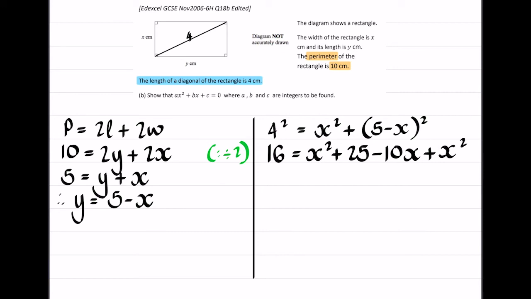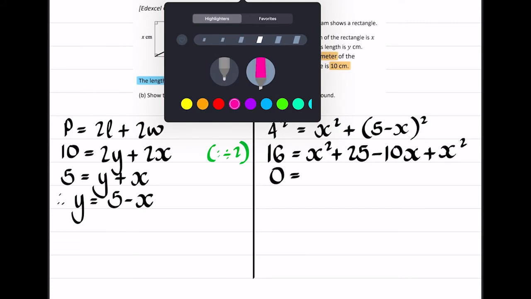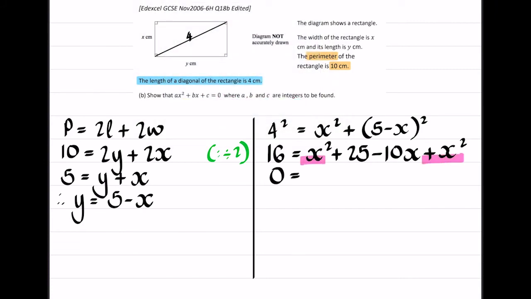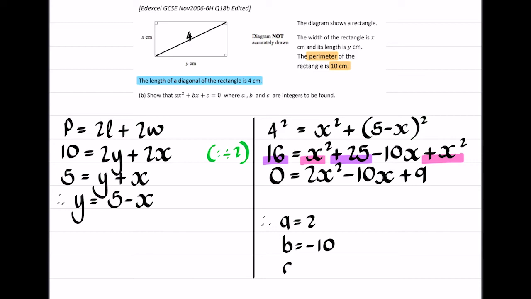So now I can isolate it. So I can say 0 is equal to, collect my x squareds. I have an x squared and an x squared, so that gives me 2x squared. Minus 10x. And then I have 16 and the positive 25. So the positive 25 stays the same. The 16 becomes negative 16. 25 minus 16 is positive 9. Now I would check if I could get rid of that coefficient of the x squared, but 9 is not divisible by 2. So therefore, A is 2, B is negative 10, and C is 9.